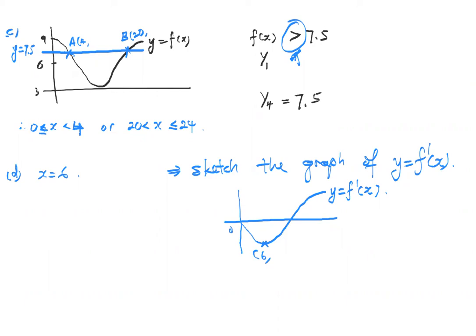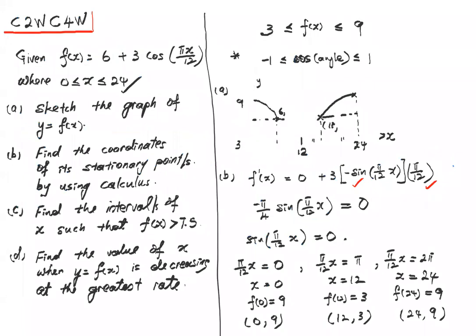Then I have to look for my f double prime x, so that I know whether it's increasing or decreasing, convex or concave. You don't have to draw the sign diagram. You just put f double prime x equal to 0. Then you say based on the graph of part A, I know which is the time that is decreasing at the fastest rate. Because based on the graph of part A, you obviously know this is the one decreasing with the fastest rate.